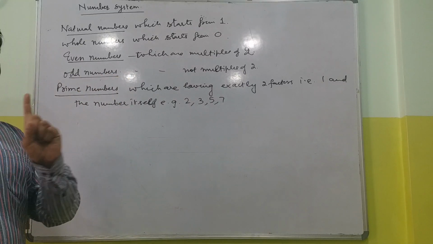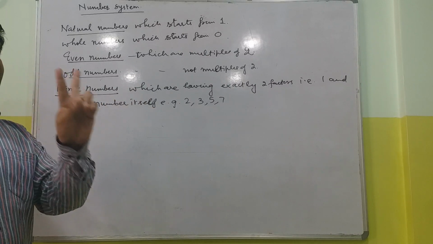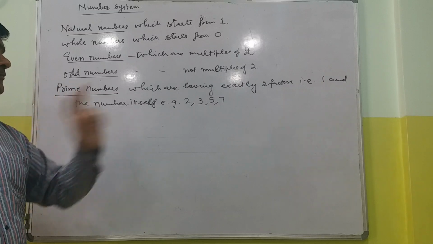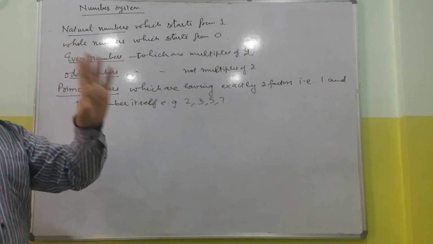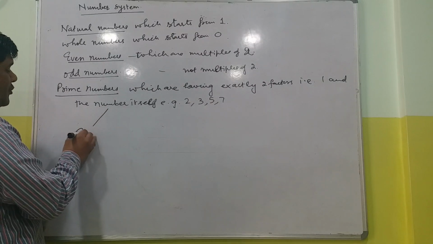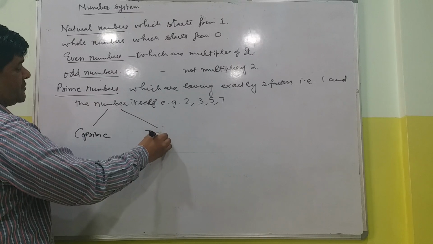जैसे 2 है, 2 के फैक्टर 2 ही होंगे, 2 and 1. 3 है, 3 के फैक्टर 2 ही होंगे, 3 and 1. 5 के फैक्टर 2 ही होंगे, 5 and 1. 7 has only 2 factors, 7 and 1. So prime numbers are of 2 types, coprime and twin primes.